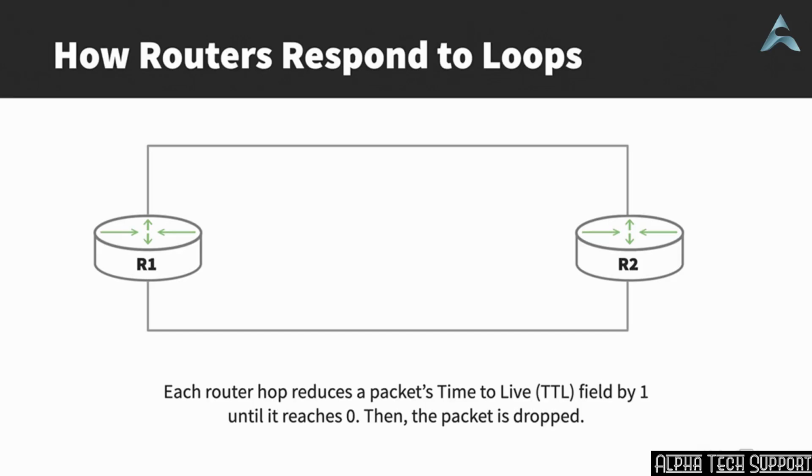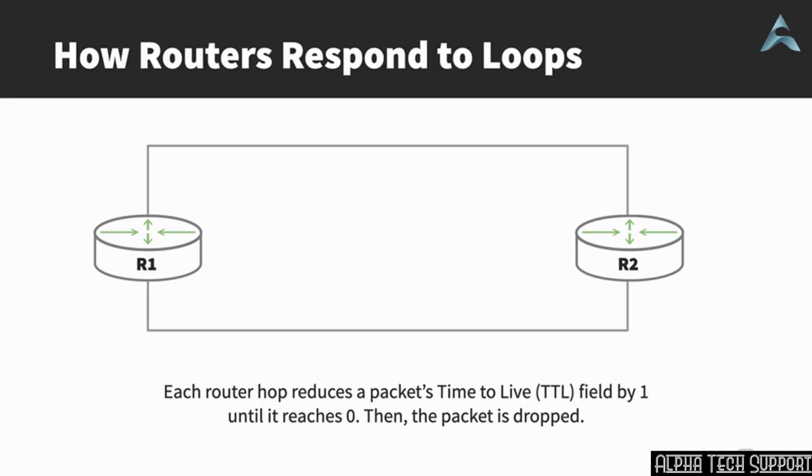Well, the great news with a router is a packet will not endlessly circulate, because a router is going to assign a time to live value, or a TTL value, to a packet, and every time it goes into another router, that value is going to be reduced by 1 until it eventually reaches 0. If a TTL value reaches 0 for a packet, a router is going to discard that packet.